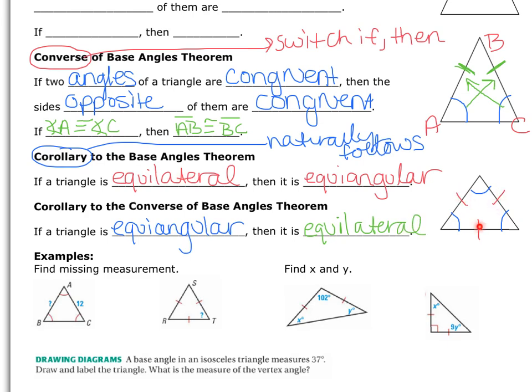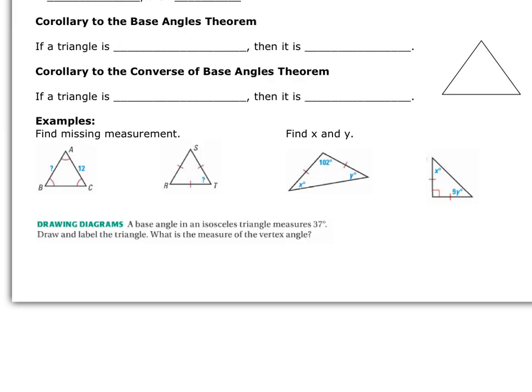If you have the sides, you can also conclude the angles are congruent. If you know the angles are congruent, you can conclude that the sides are congruent. Kind of like in the isosceles, if you have the angles congruent, then you can conclude the sides. If the sides, then the angles. So let's look at some examples of how we use the properties of isosceles and equilateral triangles.